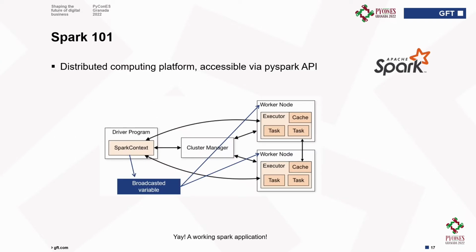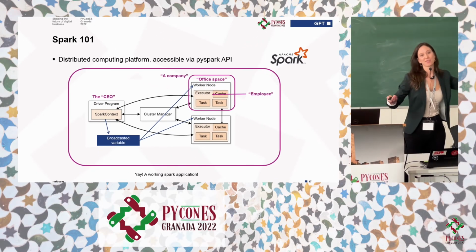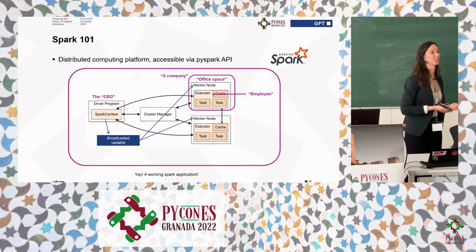So, Spark 101. We could consider Spark actually like a company. It's a distributed computing system, but we'll consider that a company. And like every company, there's a boss. So we have a CEO, and that is the Spark driver. This is the one that receives the principal Python code, and that's going to tell the worker nodes what to do. So it's going to distribute the computation across different workers. The workers are in an office space, so those are the nodes. And then inside each office space, we have the employee, and so these are the executors.